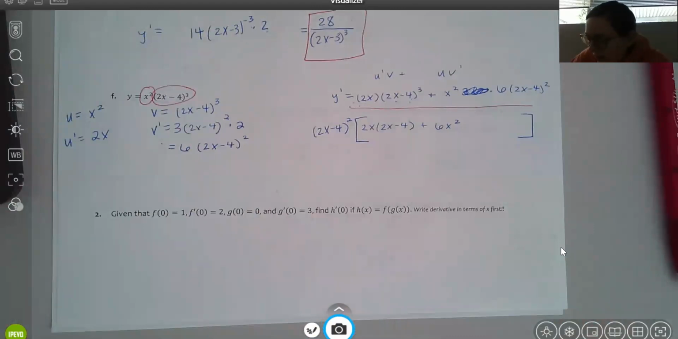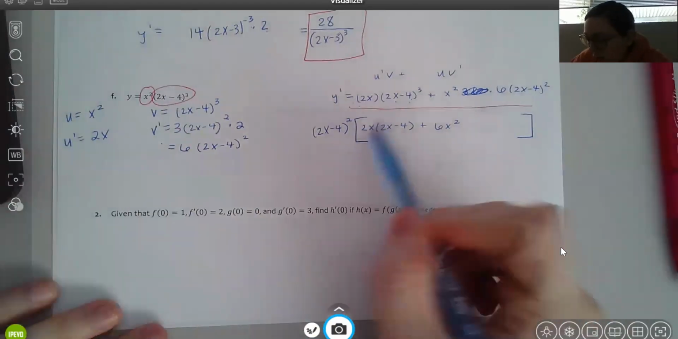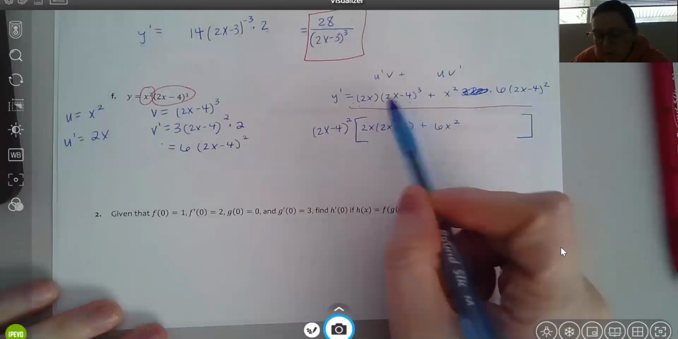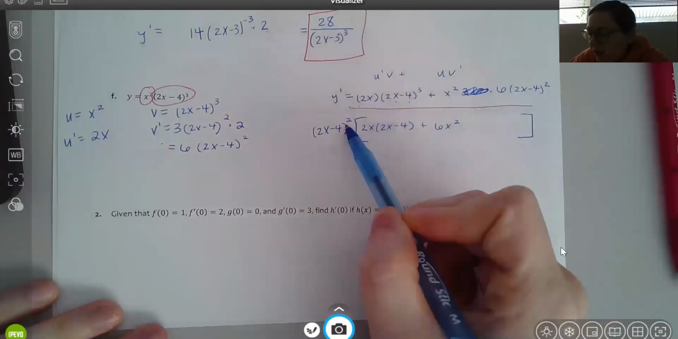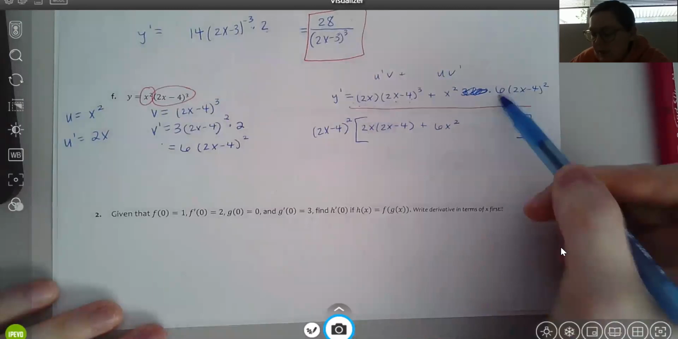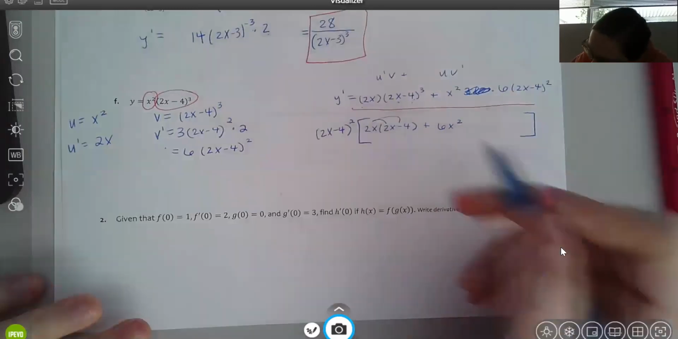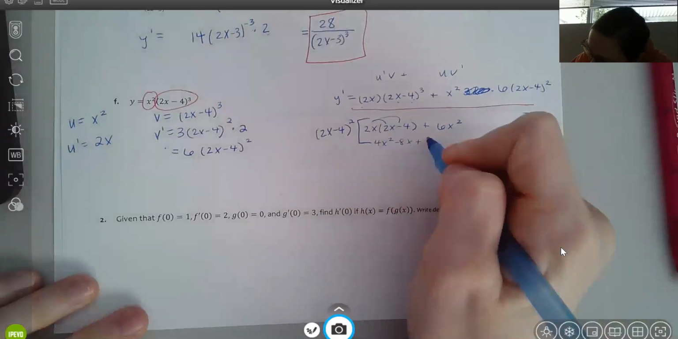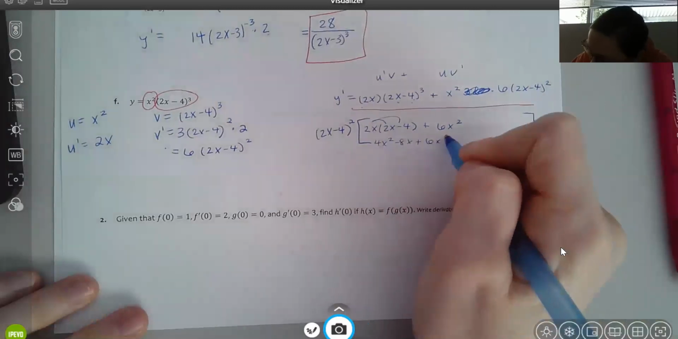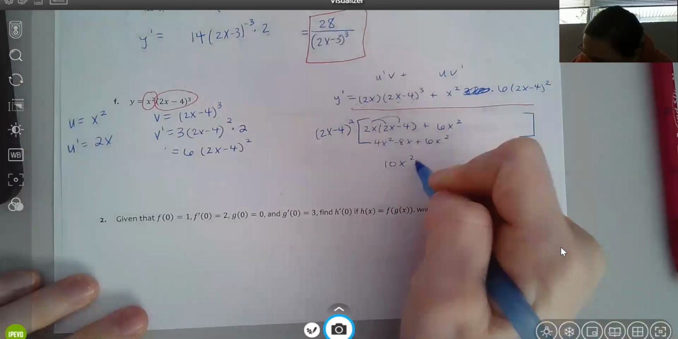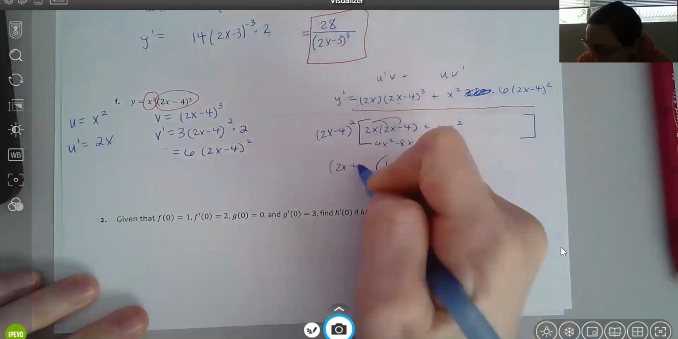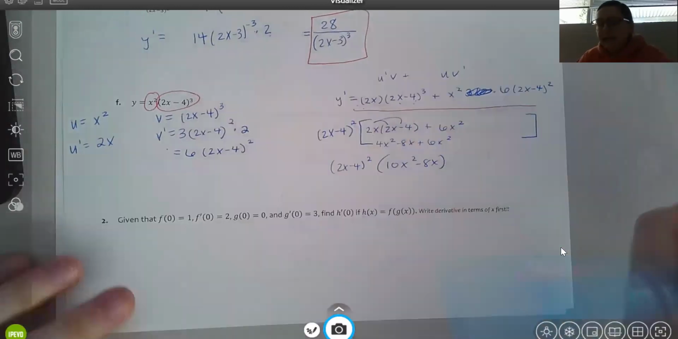So first term, you'd be left with the 2x, and then you have 2x minus 4 left because this was cubed and you only pulled out a squared. And then here, you pulled out everything except for the 6x squared. Distribute this guy. And that is a clean, nice answer.